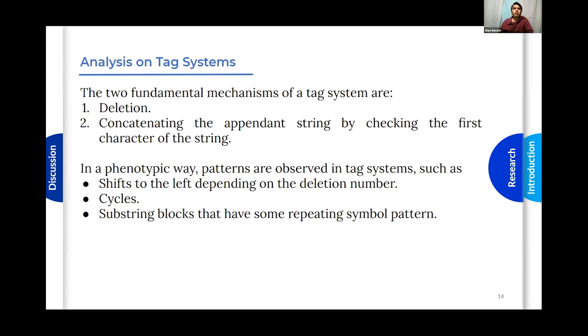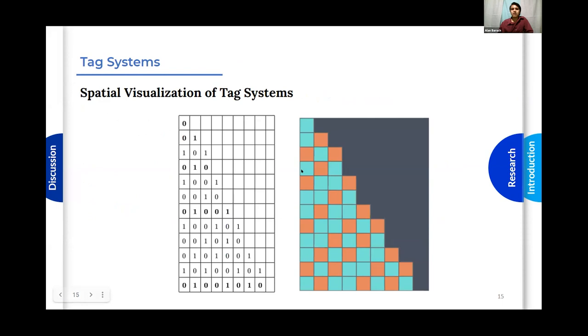In tag systems, we have two fundamental mechanisms, as we looked at before: the deletion and the concatenation of the appendant string, by checking the first character of a string. In a phenotypic way, we have some patterns: the shift to the left, cycles and substring blocks. As we saw before, we can observe these patterns and the movement, for example this shift and the substrings moving in the same way to the left.